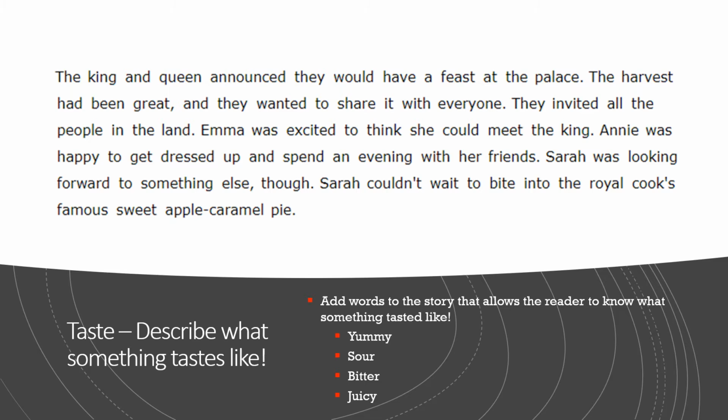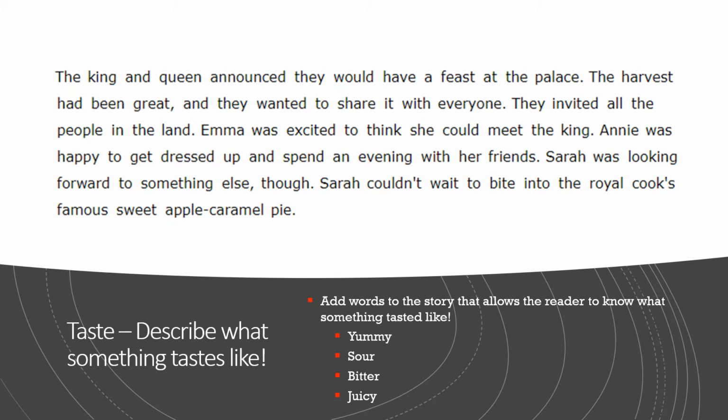The king and queen announced they would have a feast at the palace. The harvest had been great, and they wanted to share it with everyone. They invited all the people in the land. Emma was excited to think she could meet the king. Annie was happy to get dressed up and spend an evening with her friends. Sarah was looking forward to something else, though. Sarah couldn't wait to bite into the royal cook's famous sweet apple caramel pie.